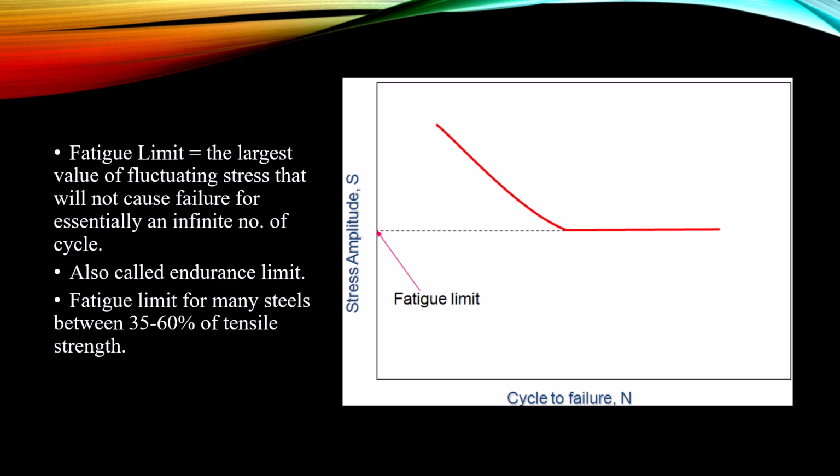With this fatigue graph, we can understand that the fatigue limit is the largest value of fluctuating stress that will not cause failure for essentially an infinite number of cycles. Fatigue limit is also called the endurance limit. The fatigue limit for many steels is between 35 and 60% of tensile strength.